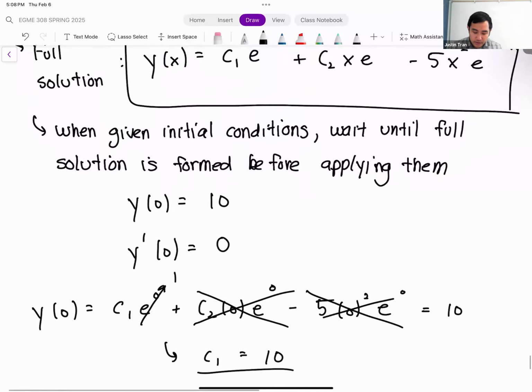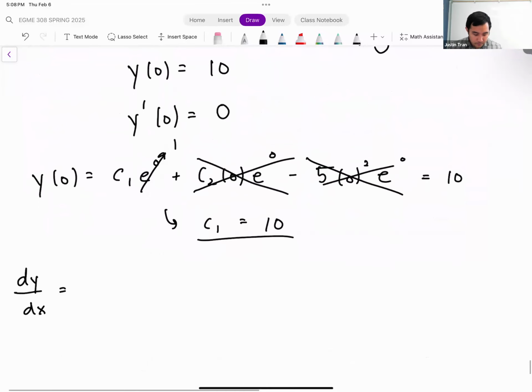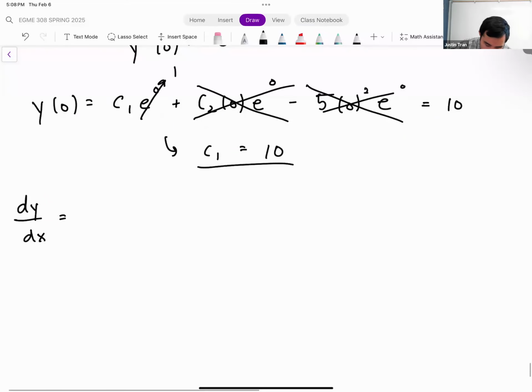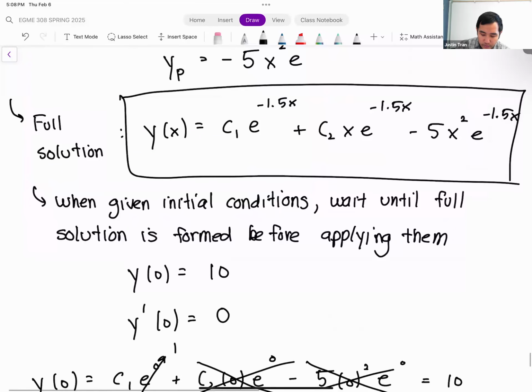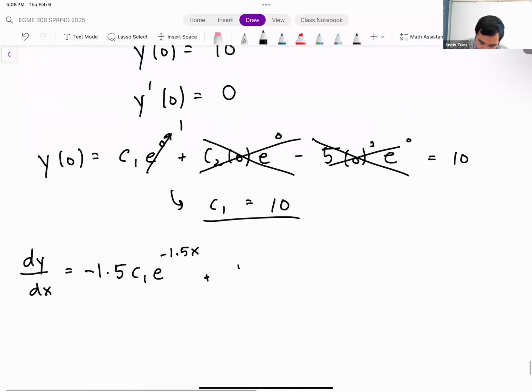So let me go ahead and scroll back up here so you can see it. It's a little bit hard. Okay. So again, we have to do some product rule here. It's unavoidable. All right, so we have the derivative of the first term, so that's minus 1.5 c1 e to the minus 1.5x. Plus our second term, c2. We have to do product rule on this one. So we have a plus c2 e to the minus 1.5x minus 1.5 c2 x e to the minus 1.5x.